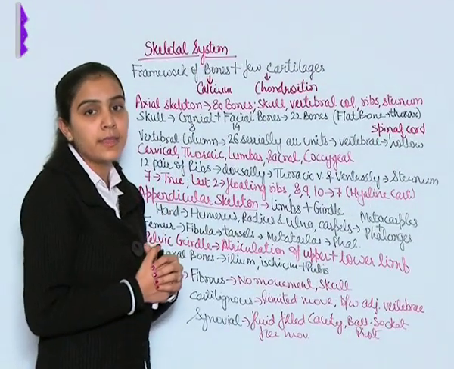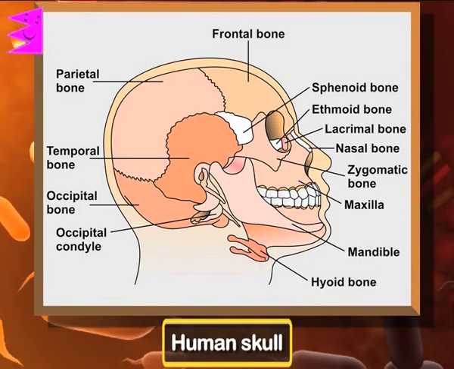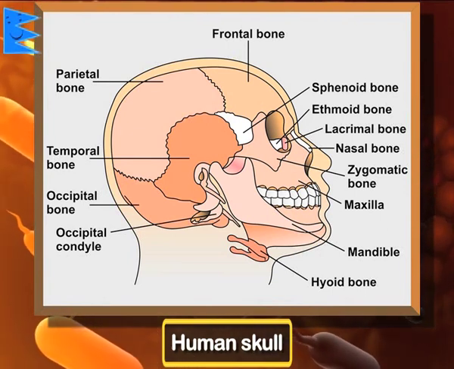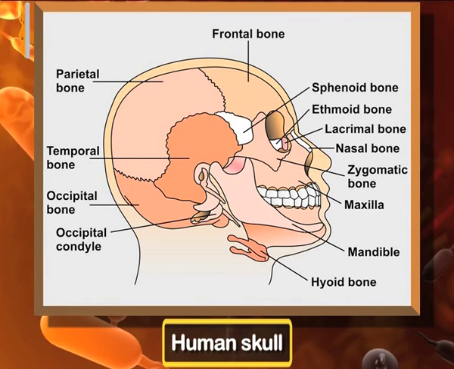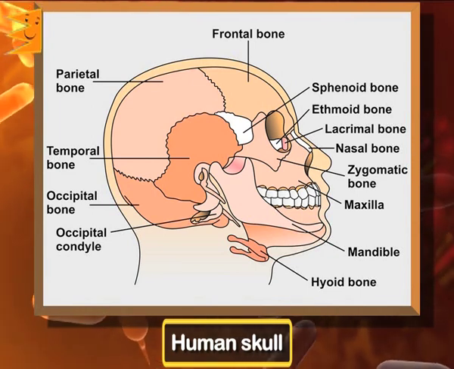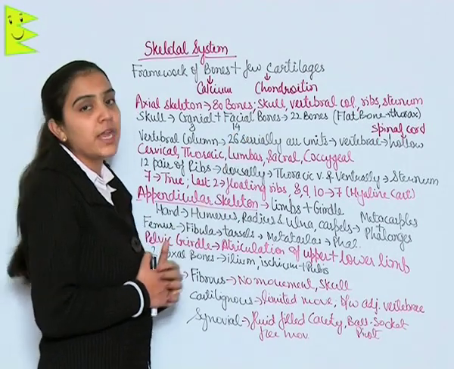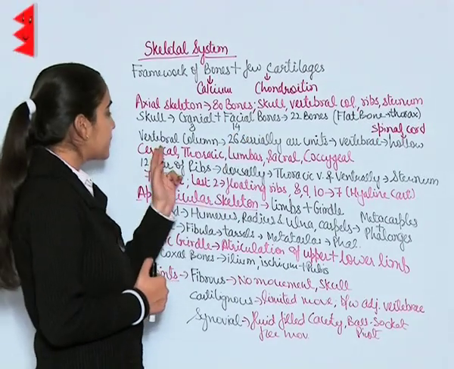Skull, you can see in the picture, is made up of cranial and facial bones. In total, 22 bones are involved in the formation of skull. 8 cranial bones and 14 facial bones are involved.